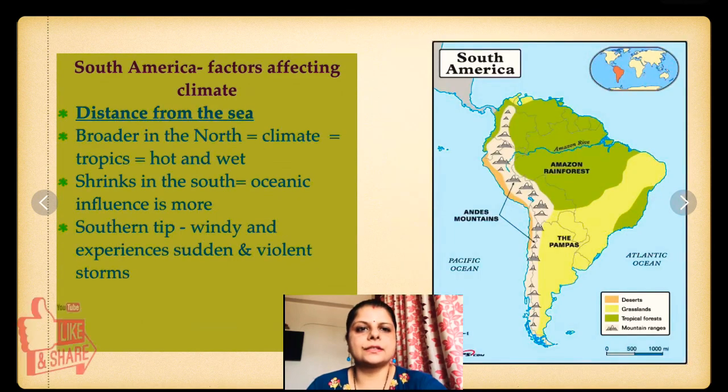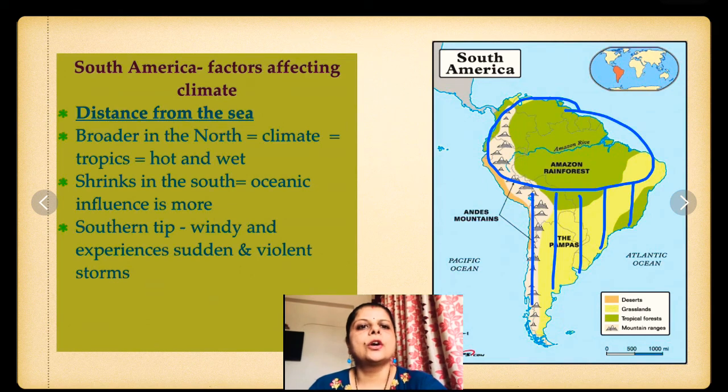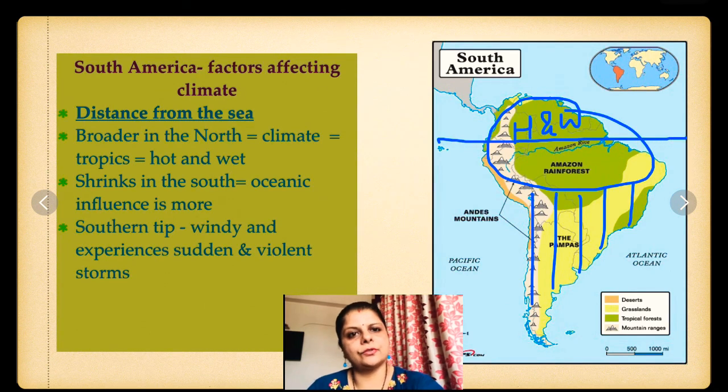Second factor is distance from the sea. When we look at the map of South America, it is broader in the north compared to the southern part of the continent, and in the northern part the climate is tropical. 0 degree latitude passes from here, that means the equator passes from here. So this part experiences hot and wet climate, equatorial climate.